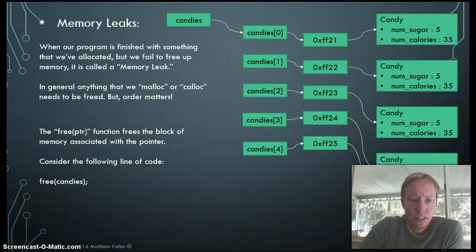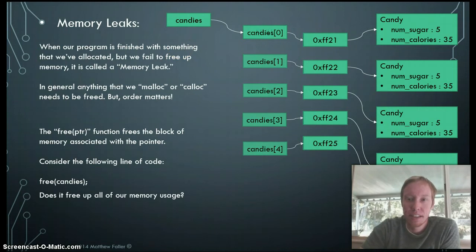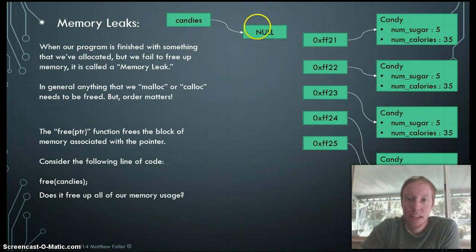So let's say we go ahead and we free candies, right? It'll free the block of memory associated with that malloc call that we did. Remember, we did our malloc call, and that's this, right? So when we call free, does it really free up everything? No, it frees up candies, and of course candies now points to null, right?